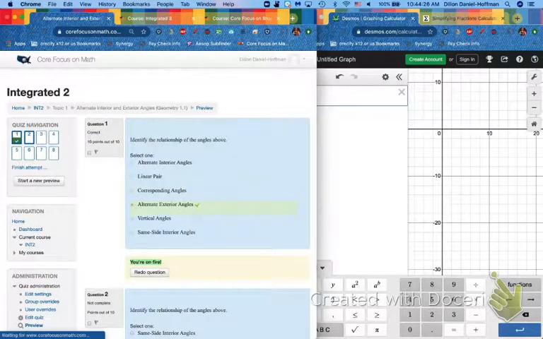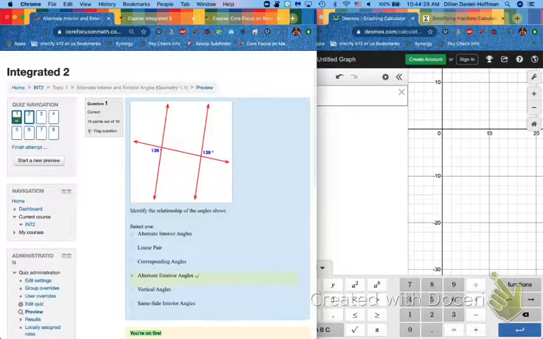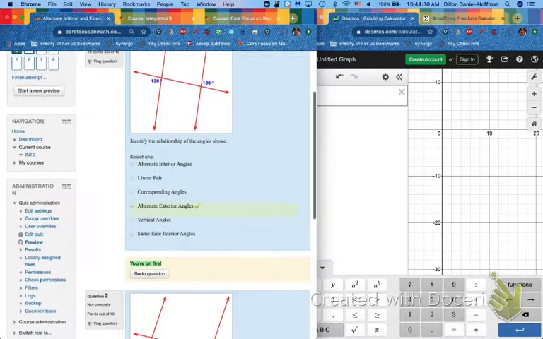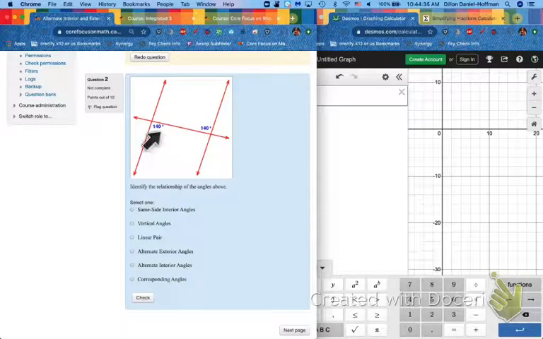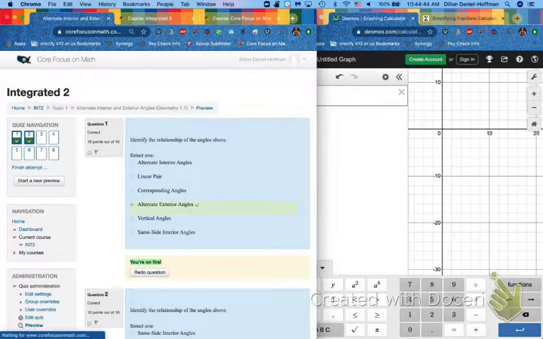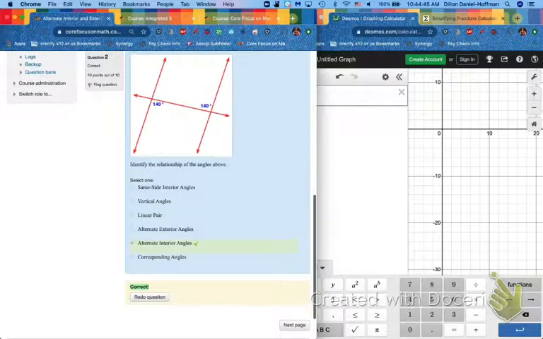So the first one is alternate exterior angles. You're on fire. Oh no, I'm in my house. I need a fire extinguisher. And number 2 is, in fact, the opposite. It's now 140 and 140. They're on the interior between our parallel lines, so they're alternate interior. So number 1 is alternate exterior. Number 2 is alternate interior.